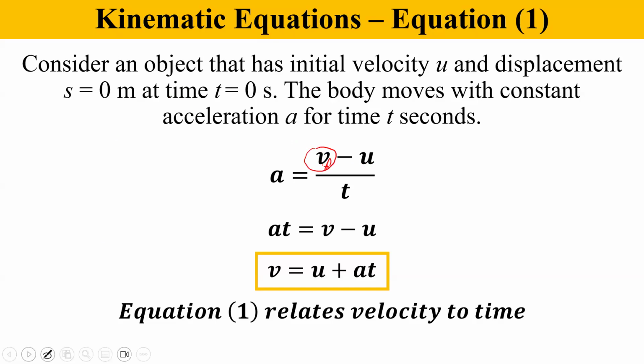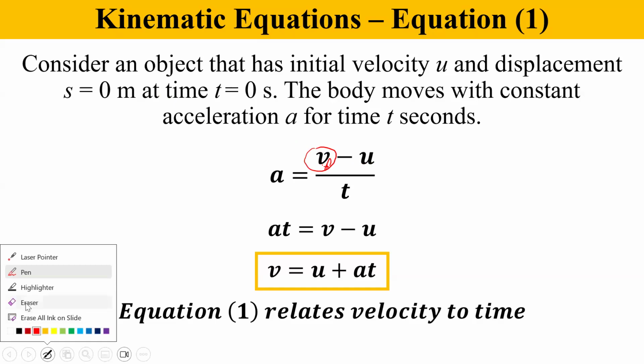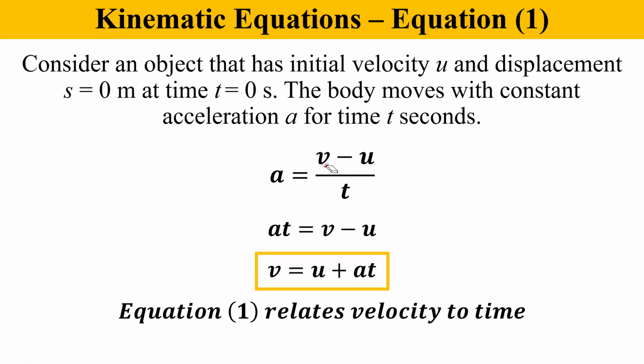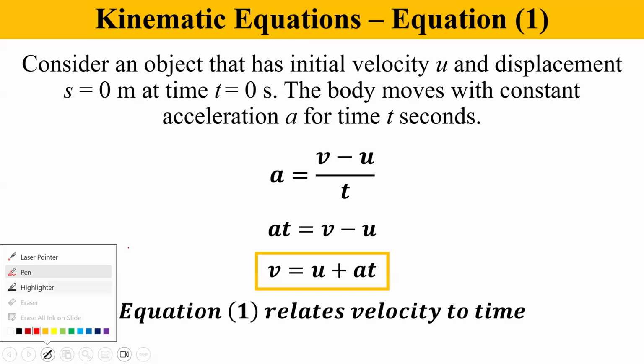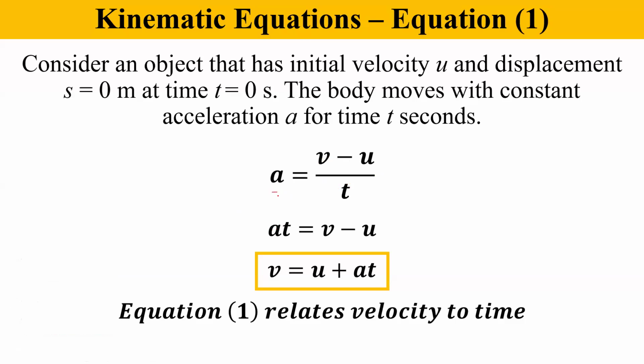Get used to it, because you'll see more of it, right? Get very familiar with it. So you can say that the acceleration is the final velocity minus initial velocity upon t. And from this, if you cross multiply, a times t, you get at. 1 times all of this, you'll get v minus u.